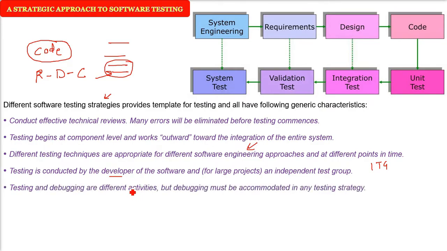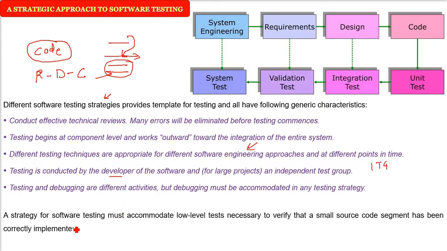Testing and debugging are different activities, but related activities. Testing is to find the error. Debugging is to fix the error. So debugging must be accommodated in any testing strategy. Testing cannot just be done by itself; you need to debug also.